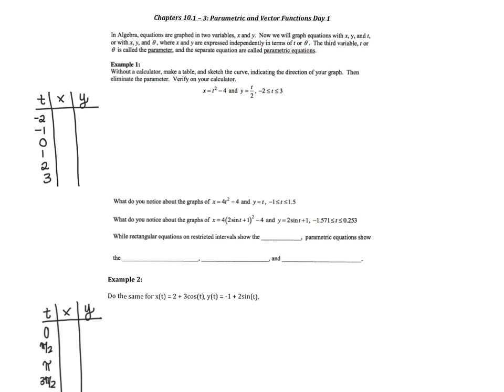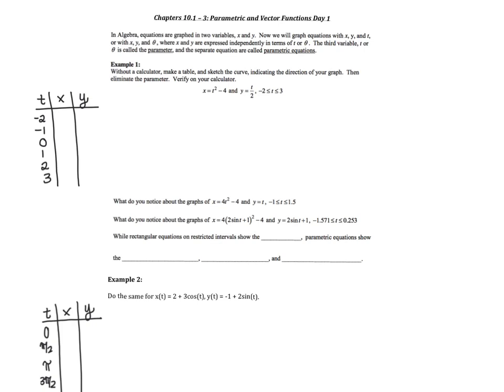X is going to describe that horizontal movement, and y is going to describe the vertical movement based on that parameter. So without a calculator, we're going to make a table and sketch the curve that is given here in example 1. X equals t squared minus 4, and y is equal to t over 2, or 1/2 t. And t is only going to go from -2 to 3. So you can see I've already made a table here, and I'm just going to start filling that in and evaluating x and y at those values.